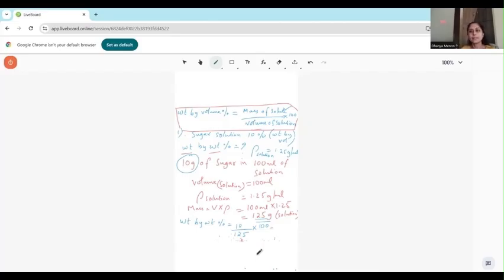So if the density is given, you can find out the mass. Even if the mass is given, you can find out the volume if the density is given. So this is how you do it. These types of questions about weight by volume percentages are very common. Let's do another question that was there in the PowerPoint. I'll keep the formula as it is.